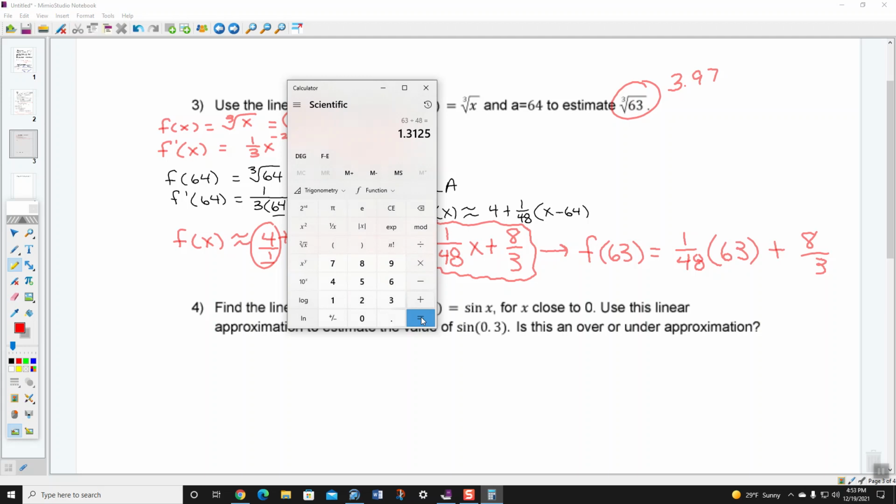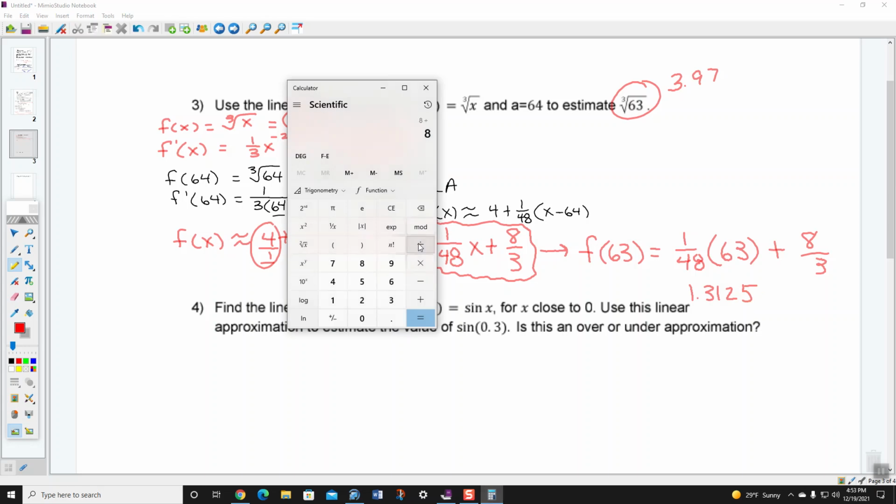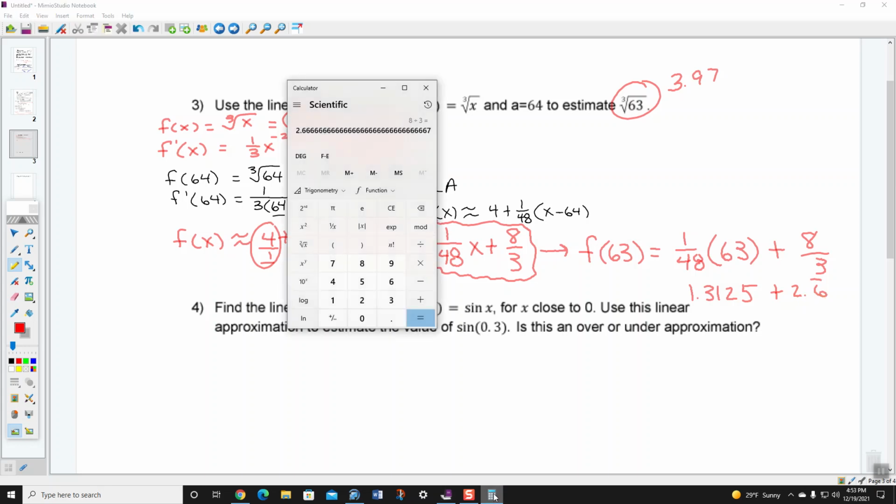Okay, that's 1.3125, so I'll write that down, 1.3125 plus 8/3. 8 divided by 3 is 2.6 repeating. If I add in that first part of 1.3125, check it out, guys, almost 3.98, 3.97, so on, okay?